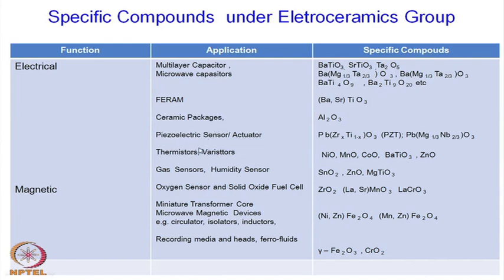Other properties of ceramics are also important. For example, the piezoelectric property. I mentioned earlier that piezoelectricity means you generate electrical voltage as you apply mechanical stress. So, those materials are again very useful for many sensors as well as actuators, and these are the compounds: barium zirconate titanate, or in short PZT, or lead magnesium niobate.